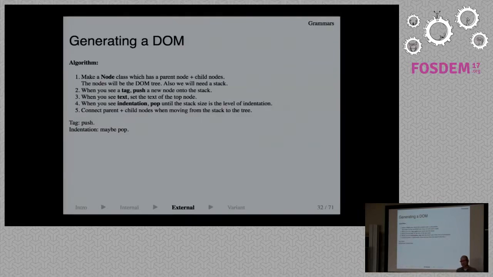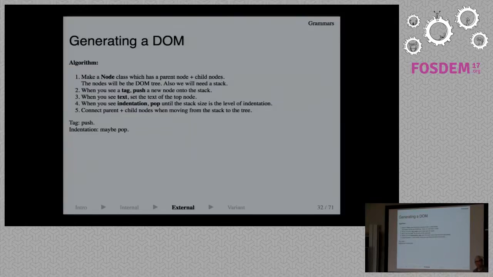Okay, so here is our algorithm for parsing Slim. We're going to go through this indentation-based format, and we're going to keep a stack with us. We're going to have a little node class that's got parent nodes and child nodes, so a basic tree data structure. When you see a tag, you push a new node onto the stack. When you see text, you add some text to your node. Then when you see indentation, you pull it off the stack.